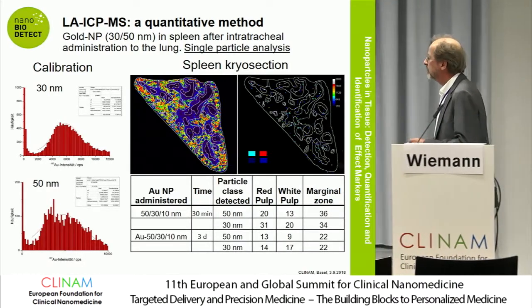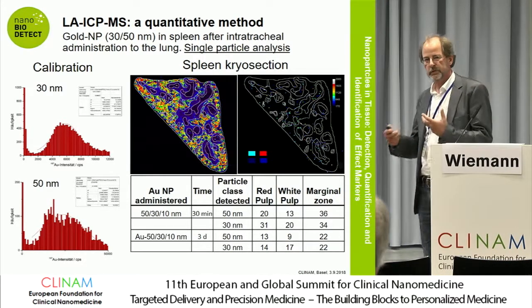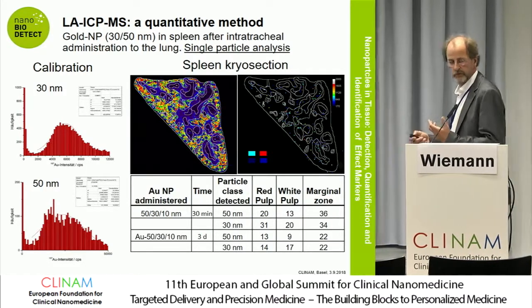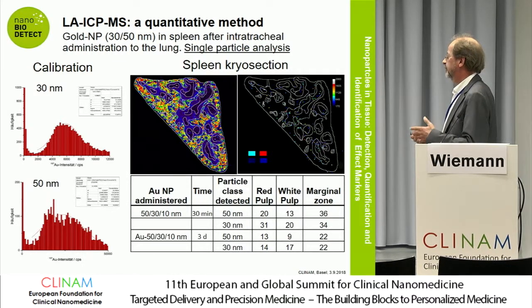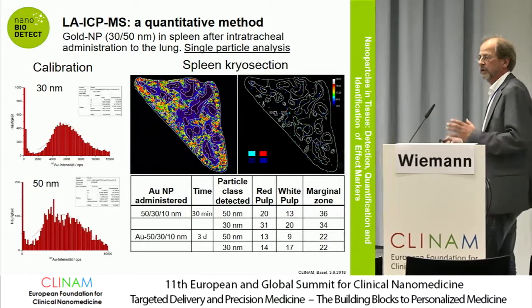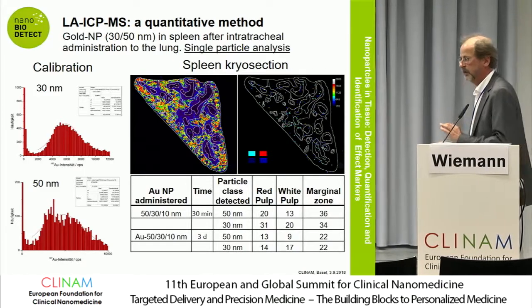This is just an example we finished in the last year. This is a spleen section from an animal which had received these gold particles via intratracheal instillation to the lung, and these particles were distributed via the blood flow and reached peripheral organs. And you can see here a section of the spleen, and we also analyzed the distribution of iron to distinguish between the red and the white pulp, and you can see nicely where the particles are located and if there is a preference for any size. I won't go into the details here. It's just an example to show that it's possible to allocate these particles depending on their size in tissue sections in a single particle mode.